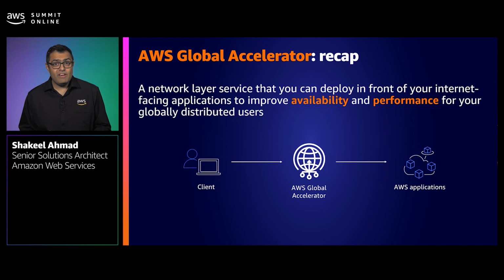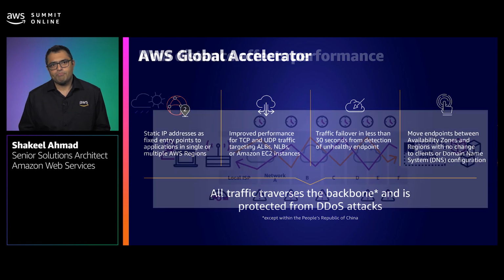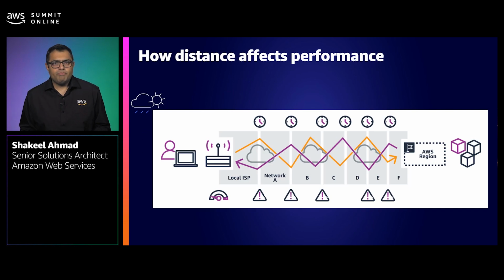So let's do a quick feature recap. It does allow you to have a static IP, so no change required to DNS or any external IPs when you're moving the endpoints. It also improves your performance for TCP and UDP applications, which are behind ALB or EC2 instances, and it allows you to failover within 30 seconds, right? So bear in mind that all accelerators are protected by default from DDoS attacks as well, which is using AWS Shield.